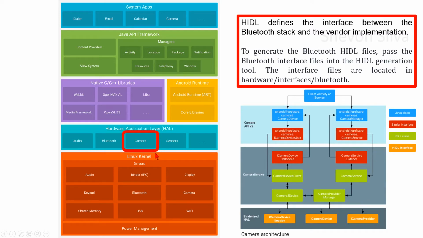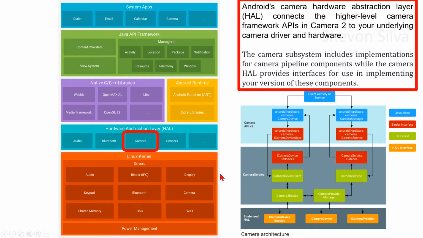Now we are moving into camera. Android's camera hardware abstraction layer, HAL, connects the higher level camera framework APIs in Camera 2 to your underlying camera driver and hardware. The camera subsystem includes implementation for camera pipeline components, while the camera HAL provides interfaces for use in implementing your version of these components. Here you can see a camera architecture.